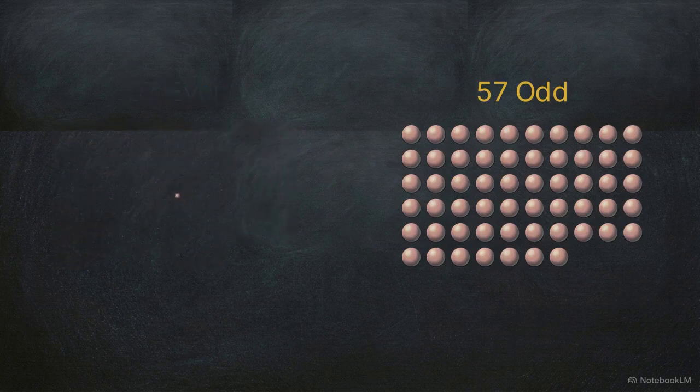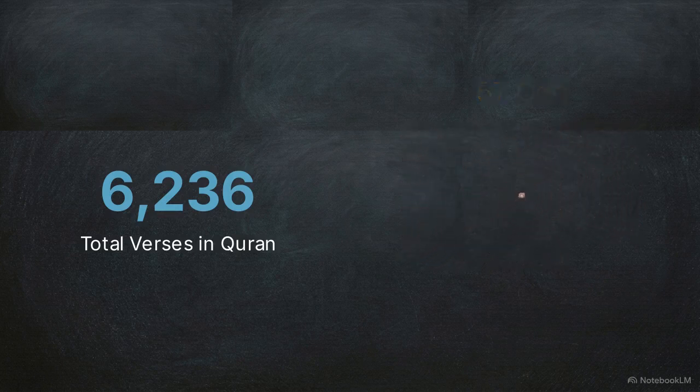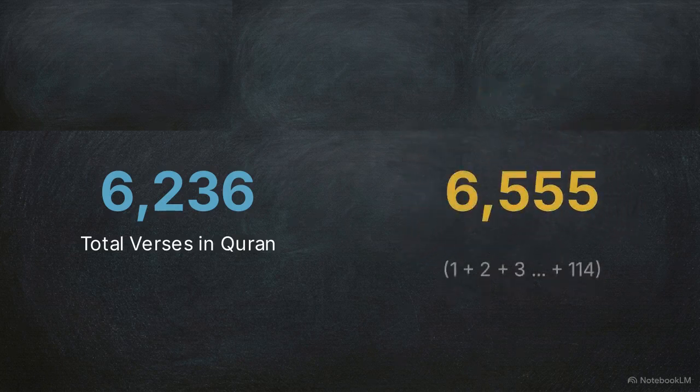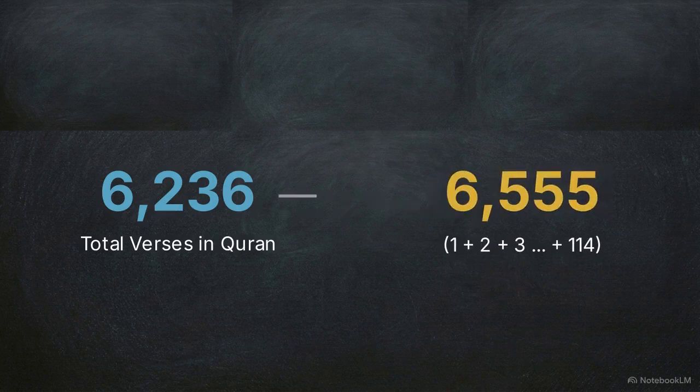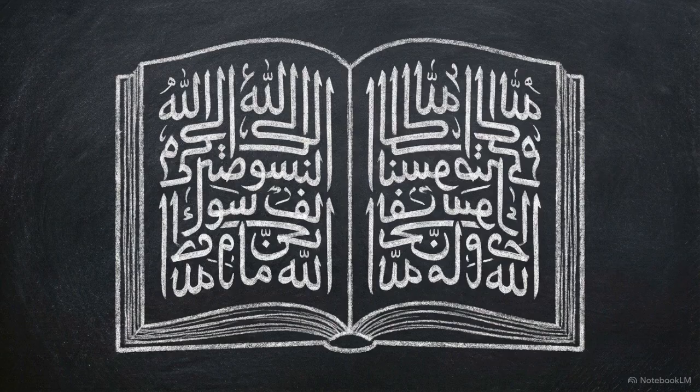When you add those 57 even sums together, the total is 6,236. That is the exact number of total verses in the entire book. Then add the 57 odd sums together. You get 6,555, the exact result of adding every number from 1 to 114. Coordinating 114 independent entries so that their sums interlock with both the total verse count and the sum of the chapter sequence is a level of symmetry rarely found in a text of this length.